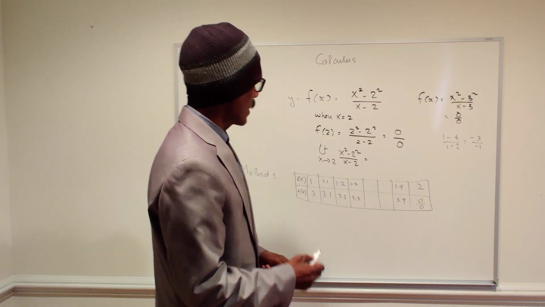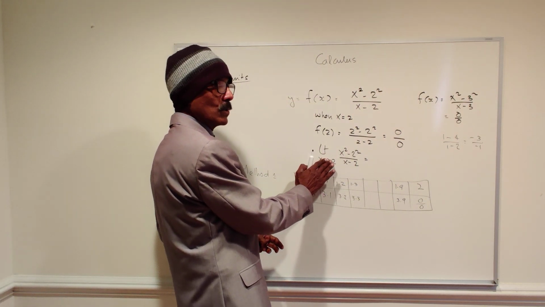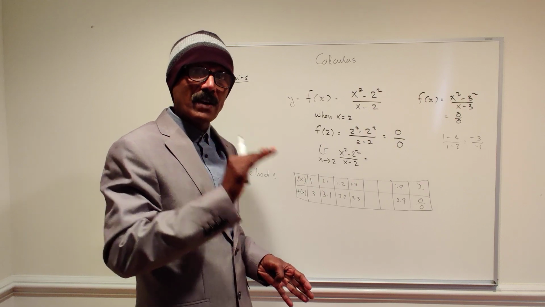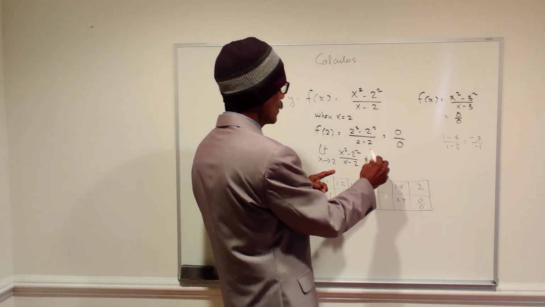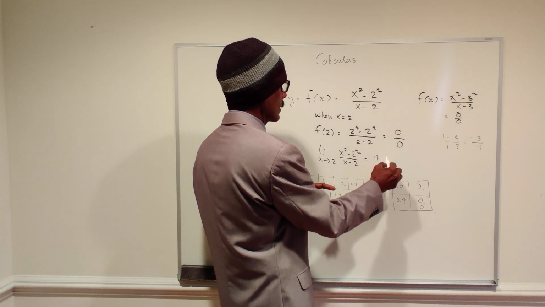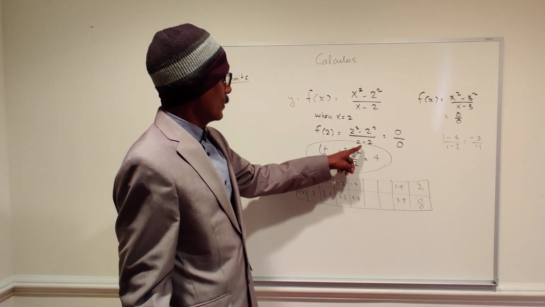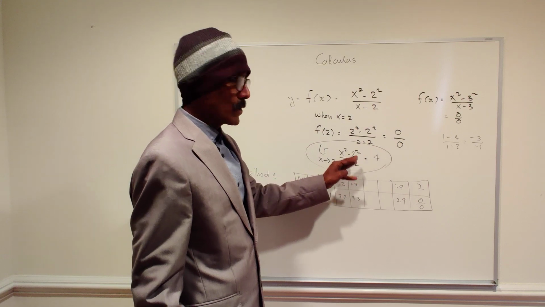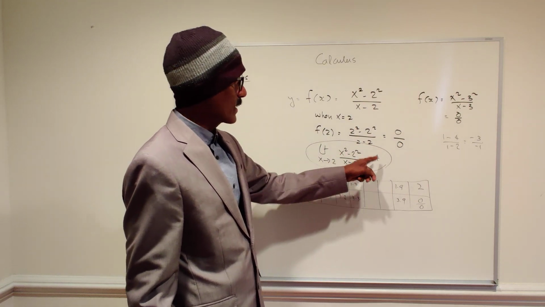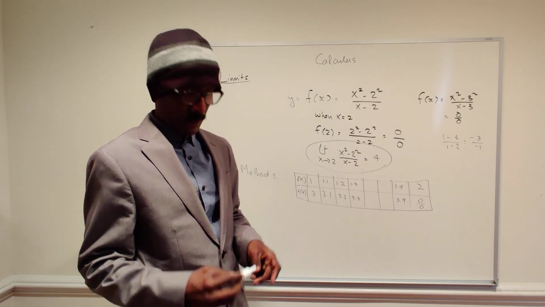So the limit value, when x is not equal to 2, when x tends to 2, the value also tends to 4. That is the meaning. When x tends to 2, the value of f(x) also tends to 4. So the answer is 4. This is the first method.